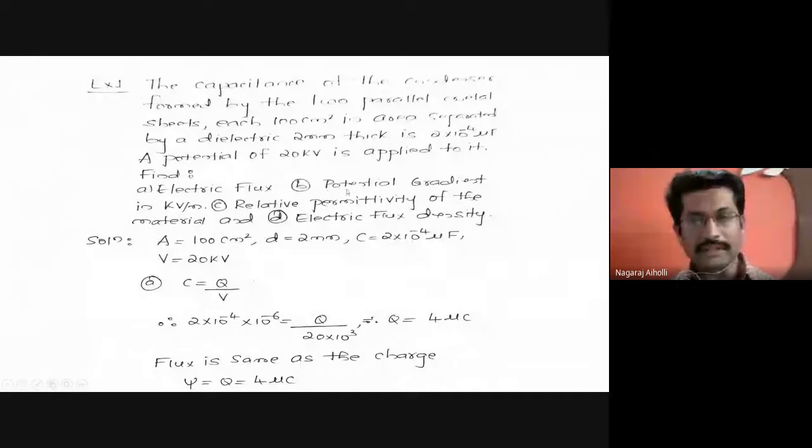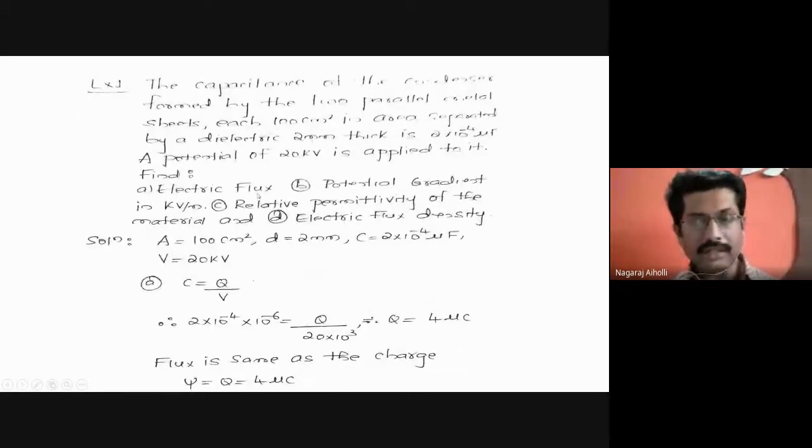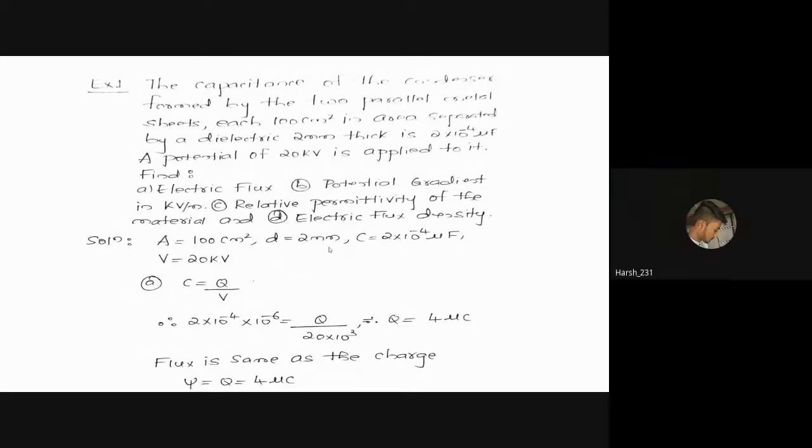Next, we have to find out potential gradient. It is voltage per unit distance. E is equal to V by D. They have given the voltage applied, that is 20 kilovolts, 20 into 10 raised to 3, and distance is 2 millimeter. This divided by 2 millimeter. Find out the value of potential gradient. V is 20 kilovolt divided by 2 millimeters. How much you will get? Value of potential gradient. Sir, 1 kilo ohms.